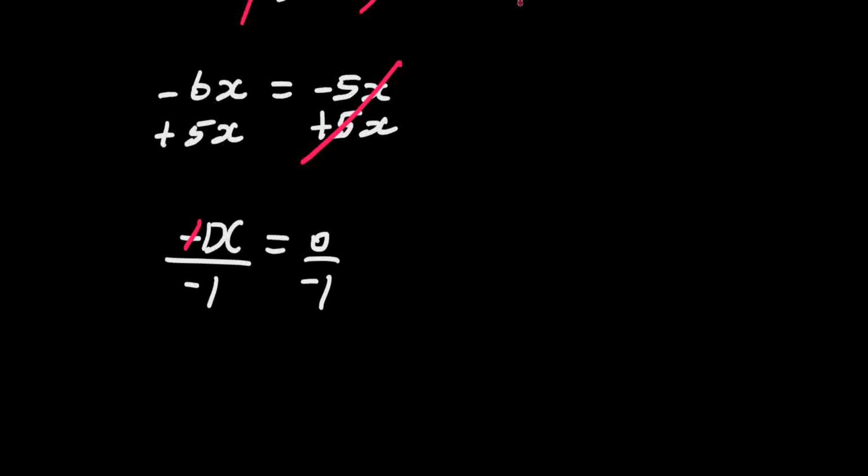So negative is going to cancel negative from here. And 0 divided by negative 1 is 0. So x is equal to 0. So this is the answer to this question. I hope it makes some sense.